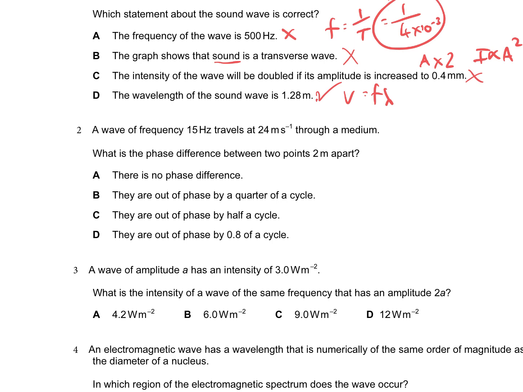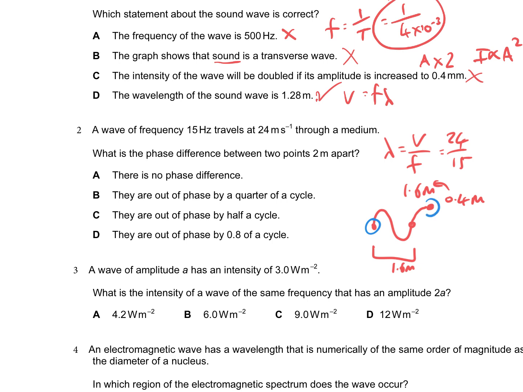First thing to do on this question is to work out the wavelength, using the fact that it's equal to V over F. So if we do 24 divided by 15, we find that the wavelength is 1.6 meters. So, what is the phase difference between 2 points 2 meters apart? Well, 2 meters apart, one whole wavelength is 1.6. Then we're going to go a further 0.4 meters. Now, 0.4 meters, if you divide that by 1.6, corresponds to a quarter of the wavelength. So we're going to go a quarter of the wavelength further, which would be that. So we're comparing this point and this point.